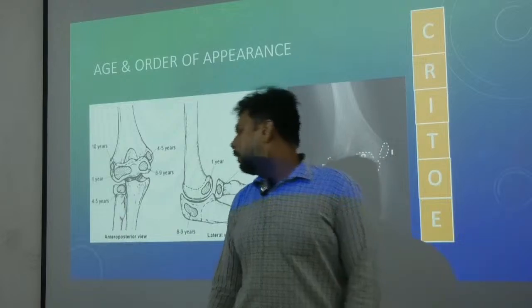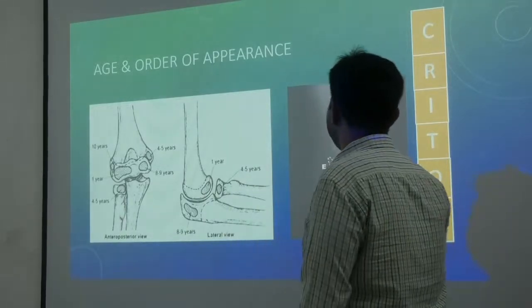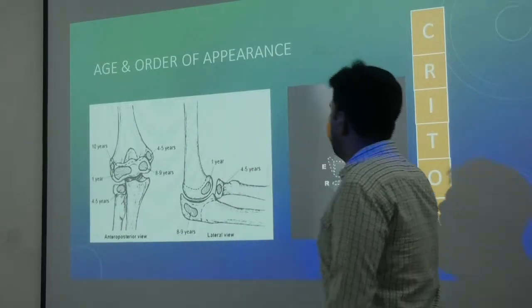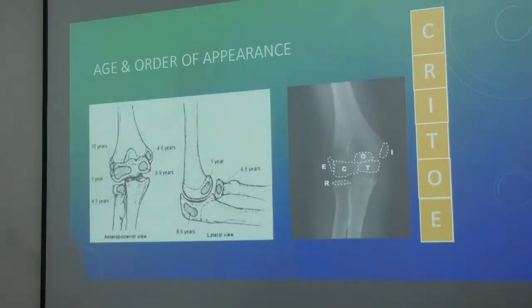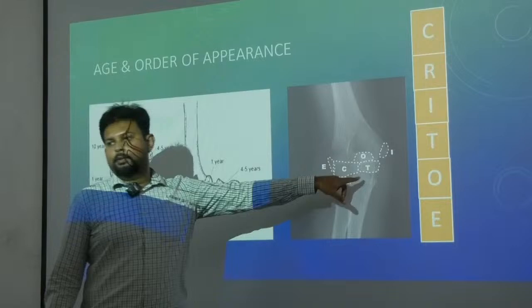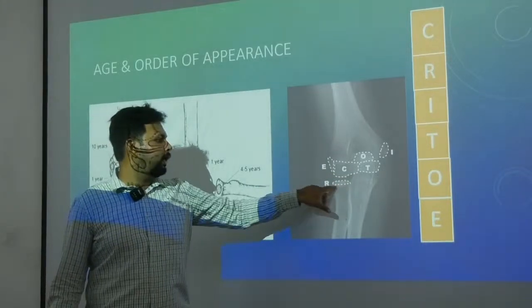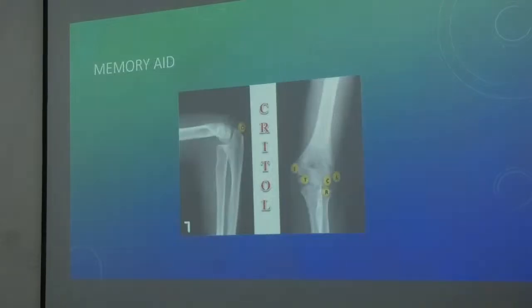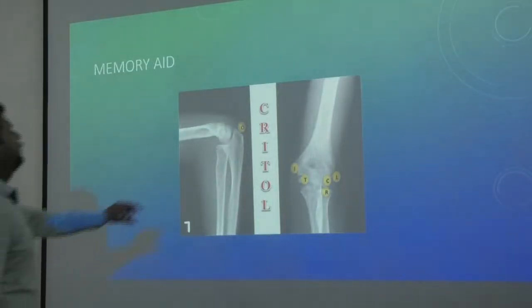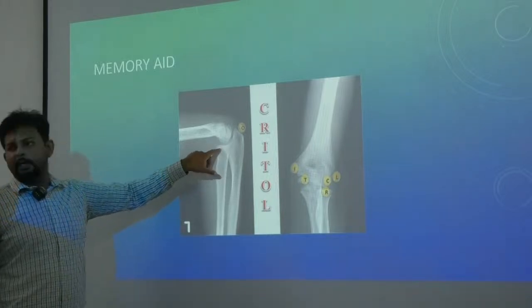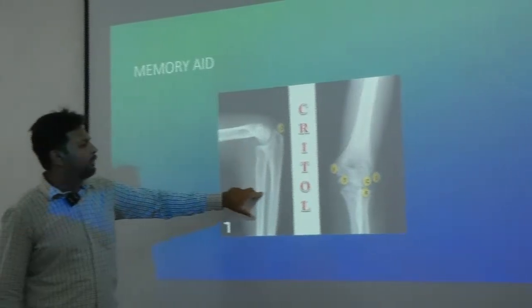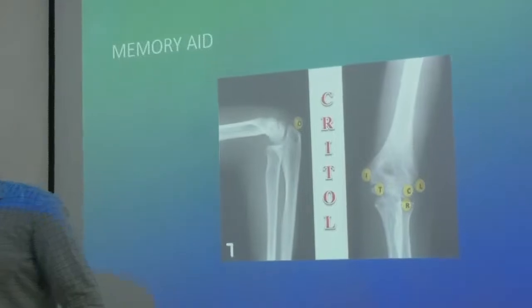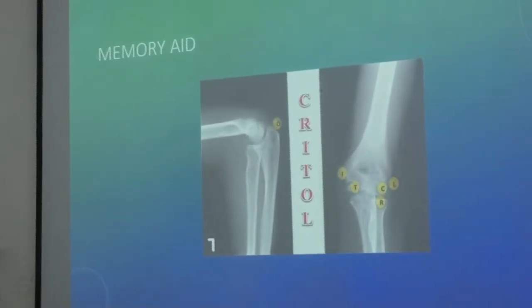Okay, this is the mnemonic to remember the appearance. So how will it appear in X-ray? In this one, everything is fused, that's why you will not find that gap. Here you can see there is a gap, the radial head. And these are the mnemonic. It's not important right now, we'll proceed further.